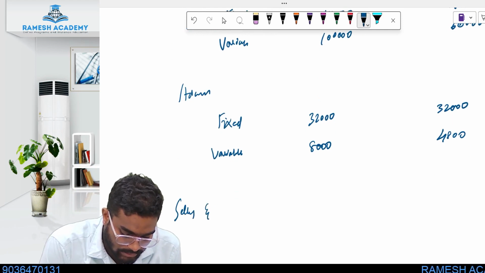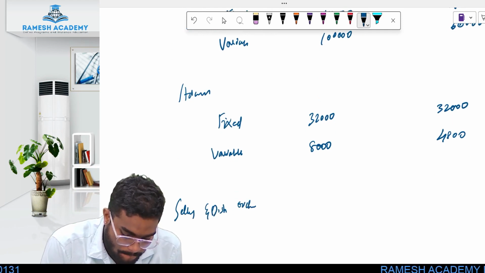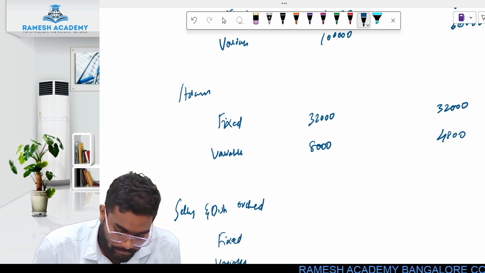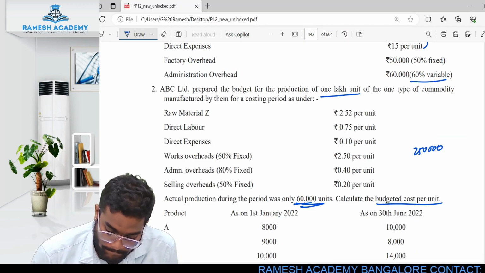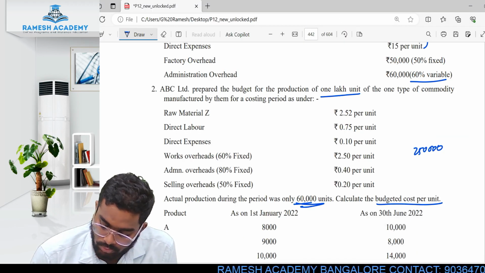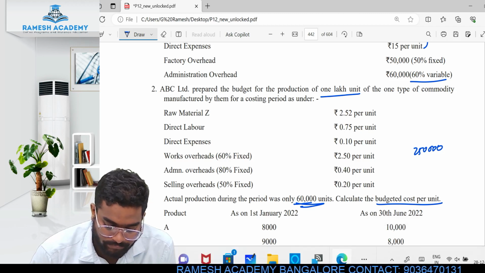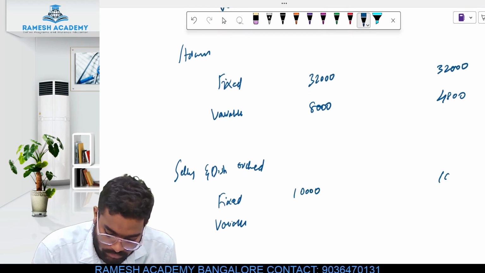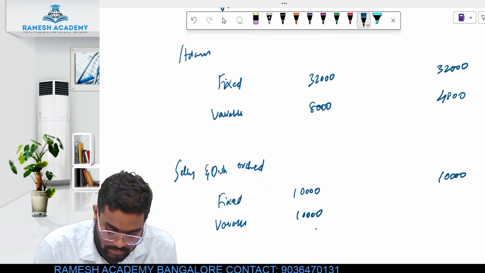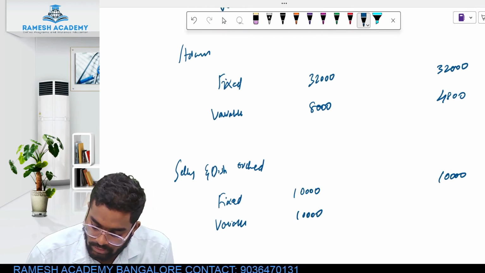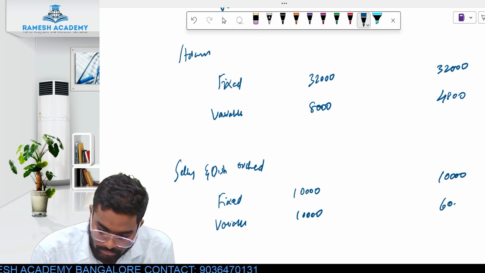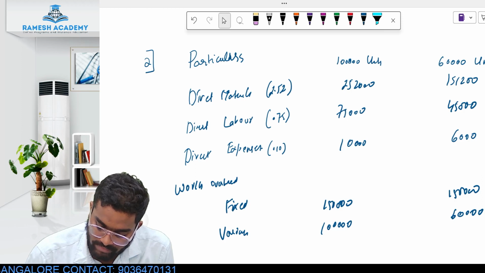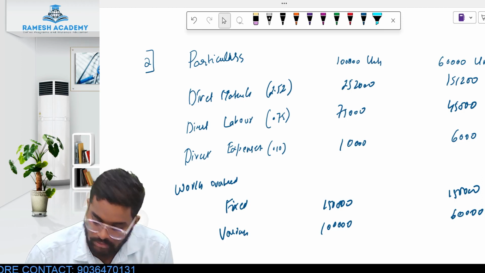Selling and distribution overhead. There also we have fixed and variable. 0.2, so 1 lakh into 0.2 is 20,000. 50% is fixed, good one. So 10,000 is fixed here and 10,000 is variable here. So 10,000 divided by 1 lakh into 60,000 is 6,000 here. So add it up and we'll get the total amount: 2,52,000 plus 75,000 plus 10,000. Just add it up.